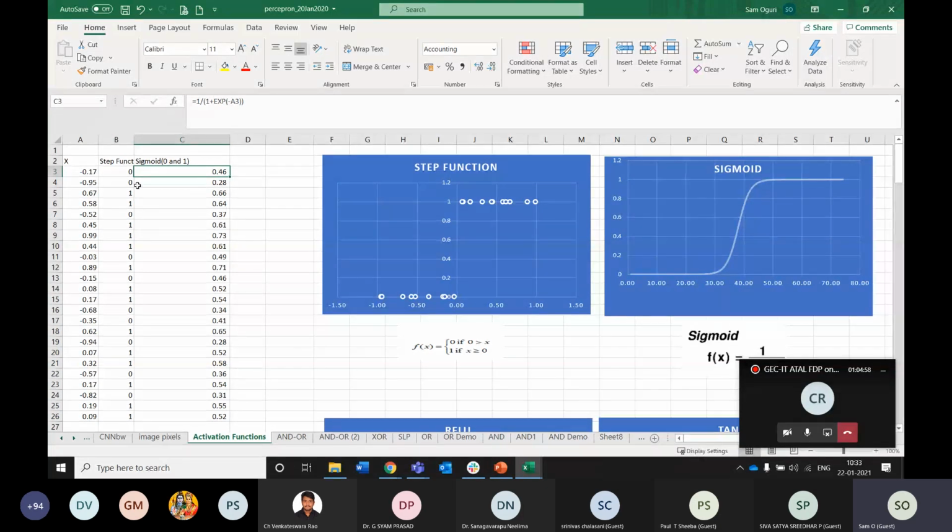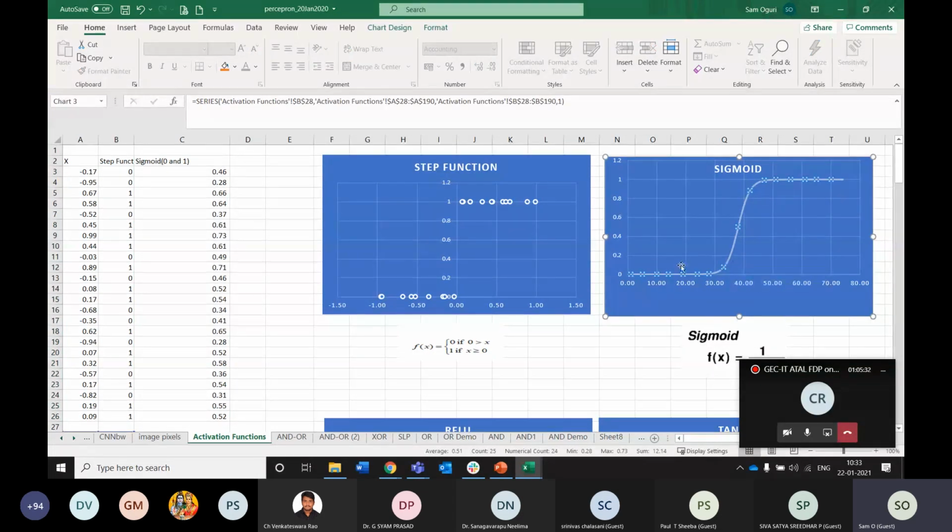So if you do the same thing for all these numbers, for example, the input is minus 0.17. So 1 adding to the negative exponential of this number gives a number of 0.46. If you plot this number x against this output, you are getting some numbers. And if you observe, all these numbers are between 0 and 1. So if you plot these values, you can see the value is between 0 and 1.